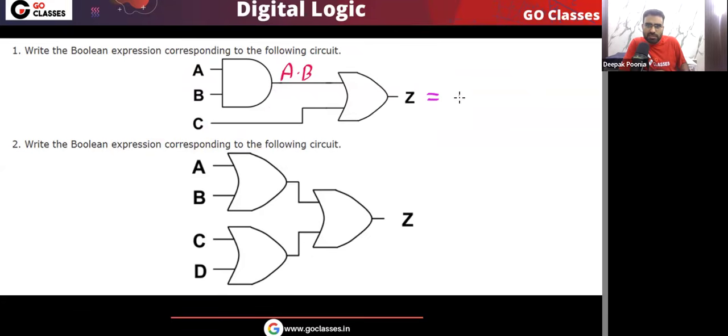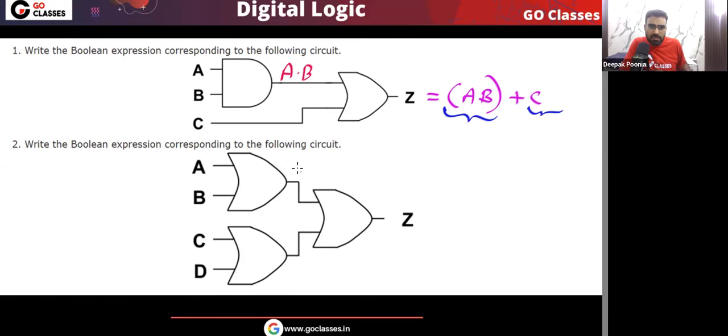So what will be this Z? This Z will be the OR of AB or C, because you can see one of the inputs is AB and another input is C. So Z will be A and B or C. Very simple.